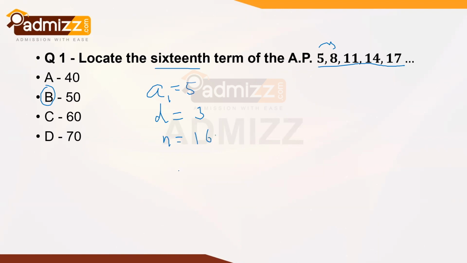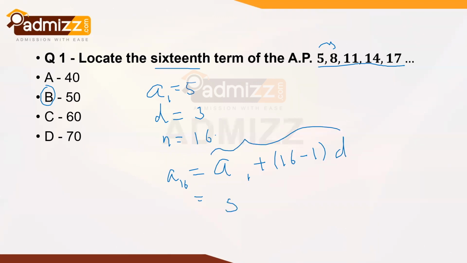So we keep them in the formula that E of 16, or the 16th term, is equal to E1 plus 16 minus 1 times D. And so you keep all the values. We know all the values in this particular thing. So we do 5 plus 15 times 3, right? And this is equal to 50.